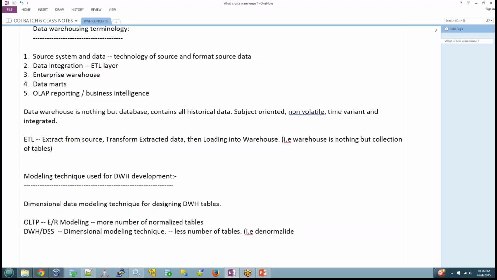Don't worry about normalized and denormalized. We are going to have a special class on the data modeling technique, not this weekend, but the following weekend. Here in ER modeling we have more tables. Here we have fewer tables, and those tables will be used for storing dimensional modeling. So here we are not considering the ER modeling. Now, the dimensional modeling.